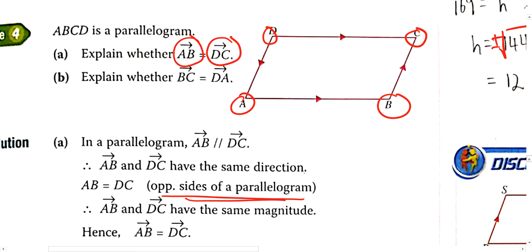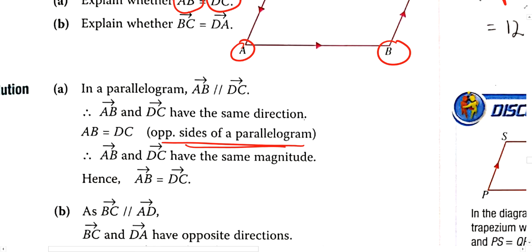So two things to prove that vectors are the same. First, they have the same direction. So please highlight this. They have the same direction. Next, highlight: they have the same magnitude. Whenever we ask you to prove whether vectors are the same, you need to show that they are in the same direction, not just parallel, and they have the same magnitude. How you go about proving that depends on the question. In this case, because it's a parallelogram, very easy.